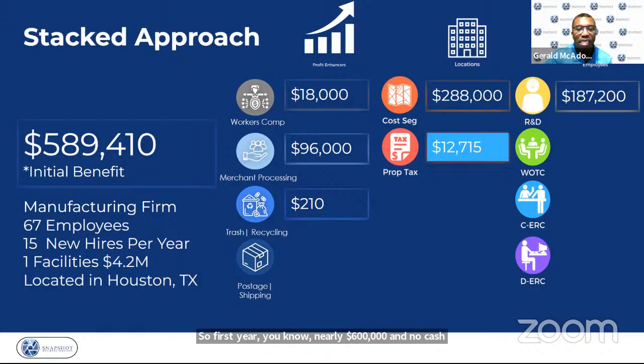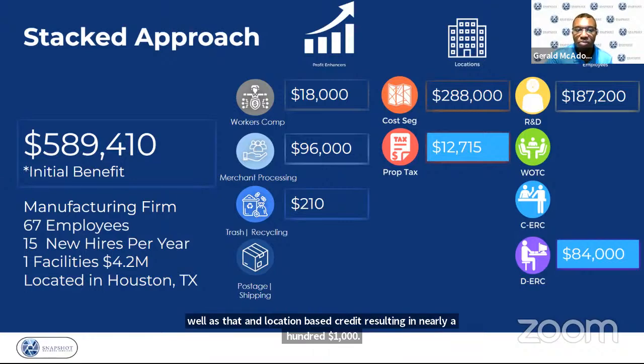Year two, the property tax savings came into play as well as that location-based credit, resulting in nearly $100,000 in cash flow in year two.